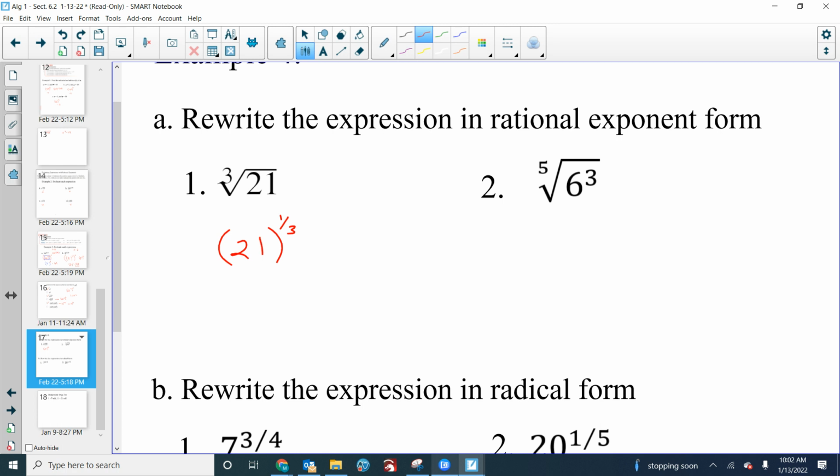What'd you get for the second one? 6 cubed to the 1/5. How would you rewrite that in rational form? 6 to the power to a power you multiply. What's 3 times the 5th? 3/5. Again, we're just rewriting it. We're not solving it.